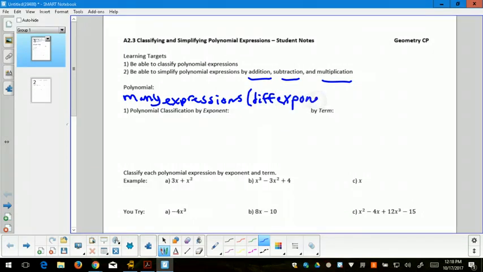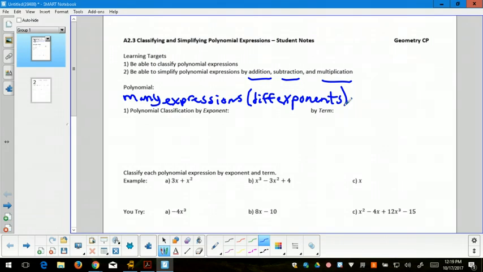Because it wouldn't be many expressions if, let's say, I had 2x and 3x and 5x. That's not really many expressions. What is 2x, 3x, and 5x if I add them together? 10x. Because I combine like terms. So this is many expressions, different exponents.